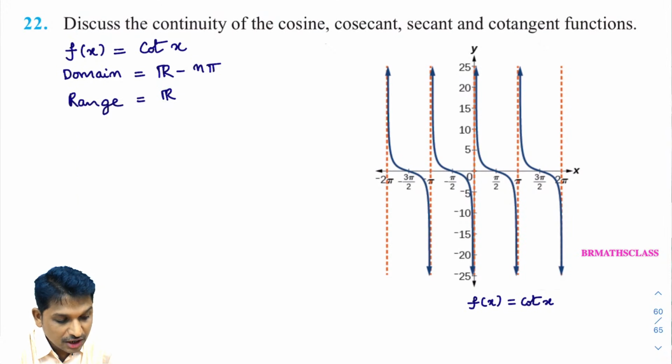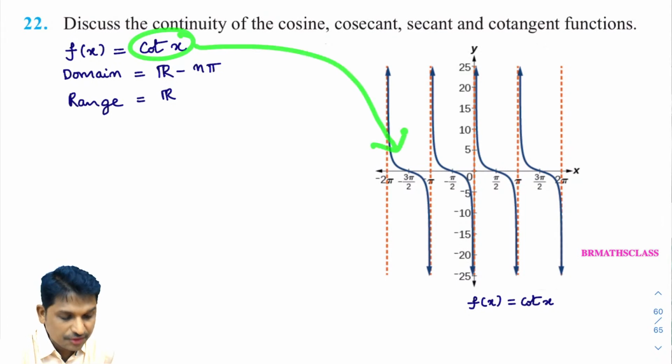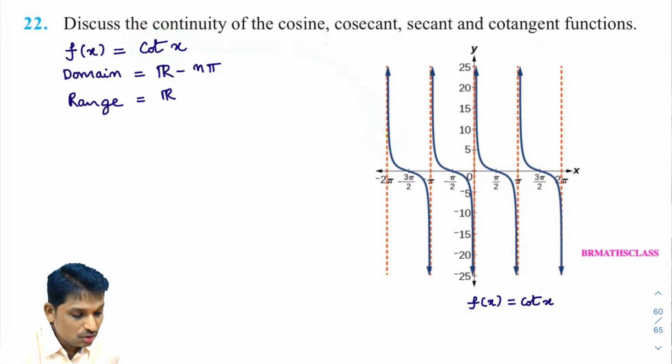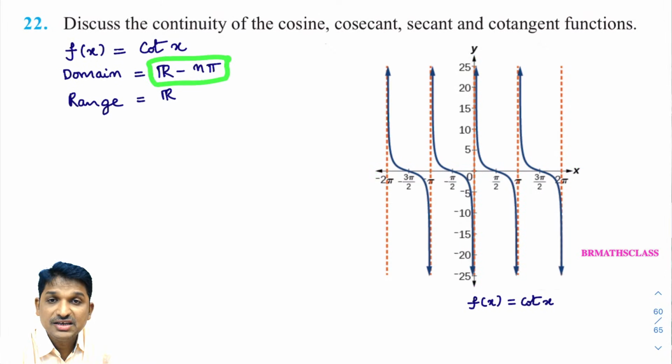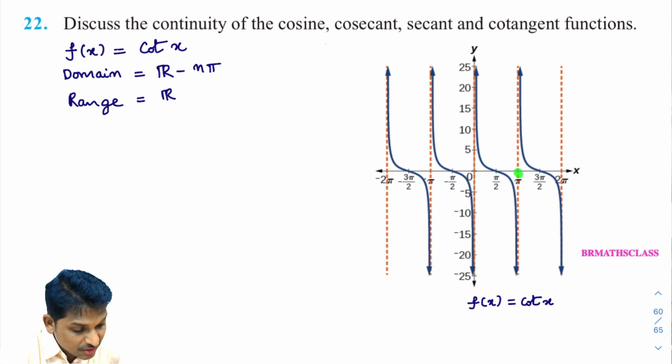Now, I'll discuss continuity of this function with the help of the graph. To discuss continuity of cot x, you must memorize how to draw the graph of cot x. You observe this is the graph in the interval minus 2 pi to 2 pi. And you know that this function is not defined at n pi. You look here, at pi, 2 pi and minus pi, minus 2 pi. At those points, this function is not defined. Now, you try to understand its continuity.